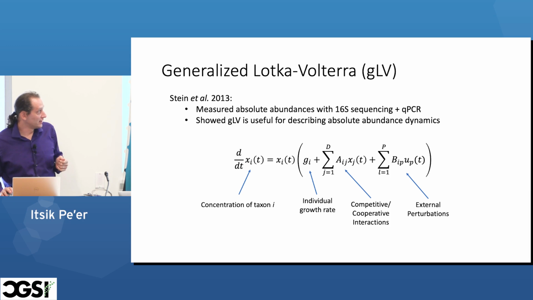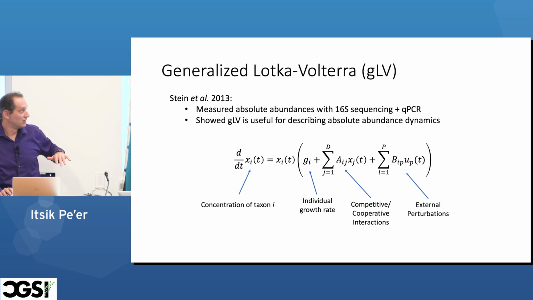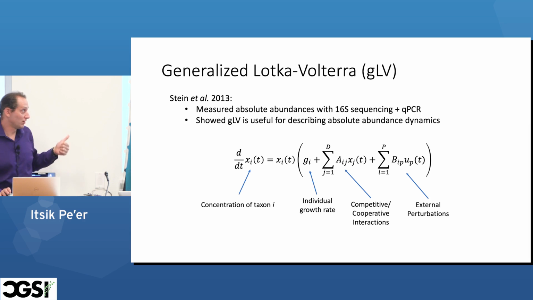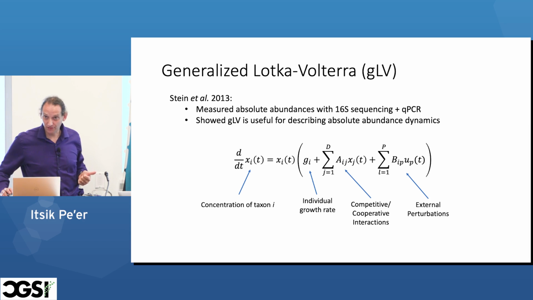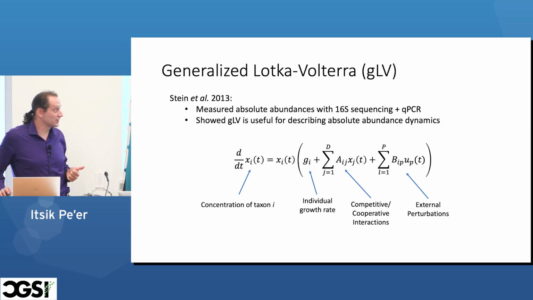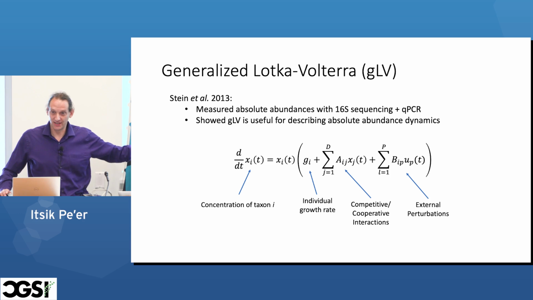So the rate of change at a particular time t of the abundance of a particular taxon I depends, or multiplies that particular abundance of taxon I at time t by, well, first of all, the growth rate of that particular taxon, and then by positive or negative interactions that this taxon I has with any other taxon J at time t.